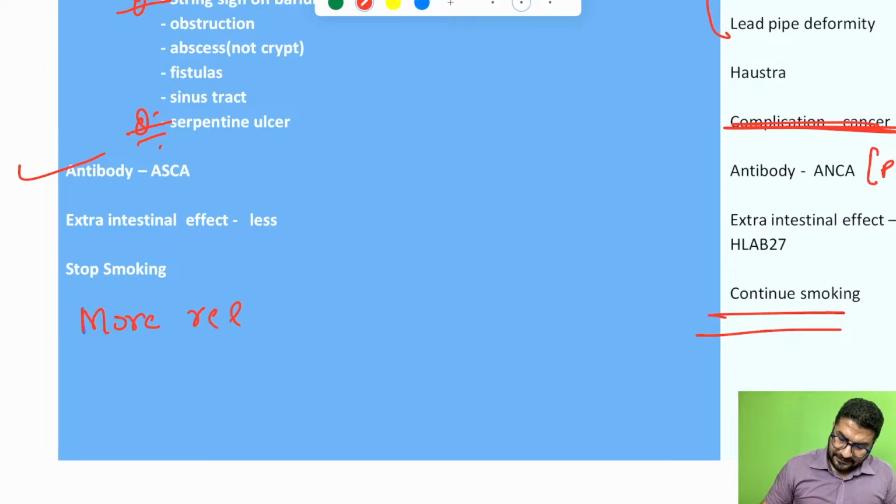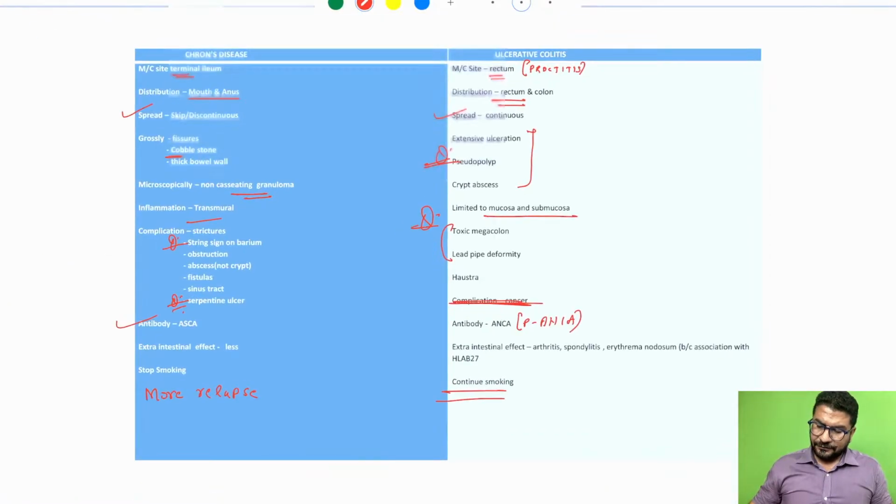Why? Because this can occur anywhere, it can involve any part. So you will see more chance of relapse in Crohn's disease. Done. Okay, now let's talk about GIST.